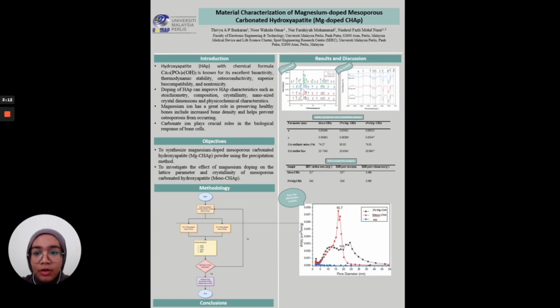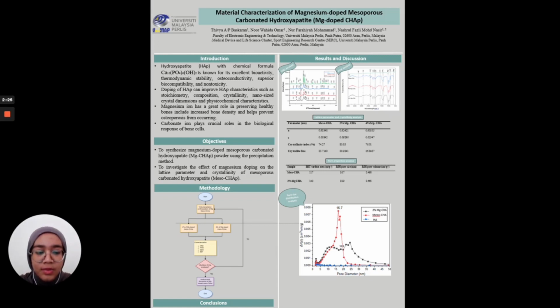Hence, doping of hydroxyapatite can improve hydroxyapatite characteristics such as stoichiometry, composition, crystallinity, nanosize crystal dimension, and also physicochemical characteristics of the hydroxyapatite. Magnesium ion has a great role in preserving healthy bones, including increased bone density and helping prevent osteoporosis from occurring. Magnesium also plays a great role in membrane transport, cell proliferation, mineral metabolism, bone calcification, and cell signaling. Carbonate ion plays crucial roles in biological response of bone cells.